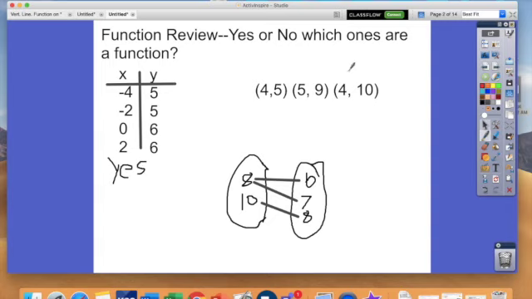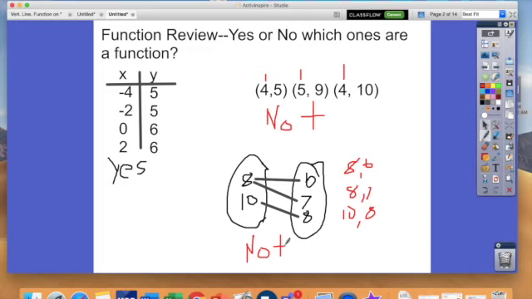What about the one on the right side with the ordered pairs? I got 4, I got 5, and I got 4. Are they all different? No, they're not. So that's going to be not a function. And what about the mapping down here? I have 8 that goes to 6, 8 that goes to 7, and 10 that goes to 8. Are they all different? Nope, so that makes it not a function. Okay, a little function review there for us. Not a big deal, hopefully.